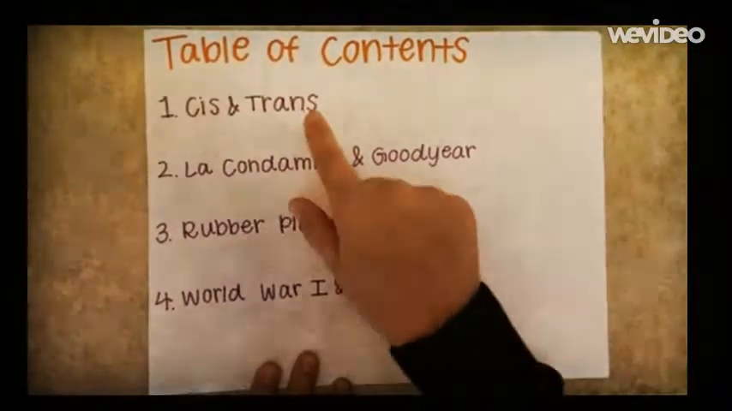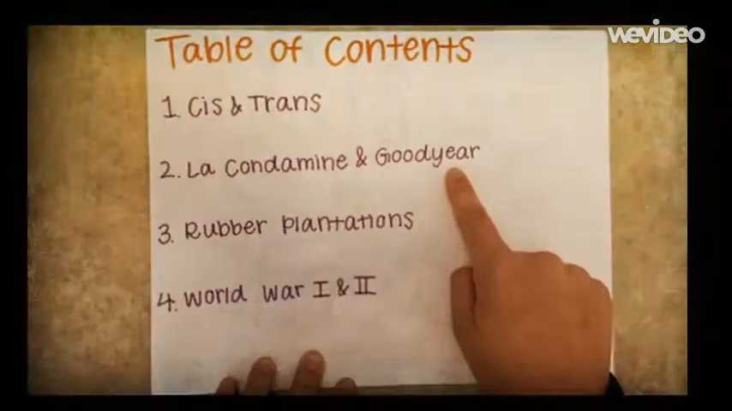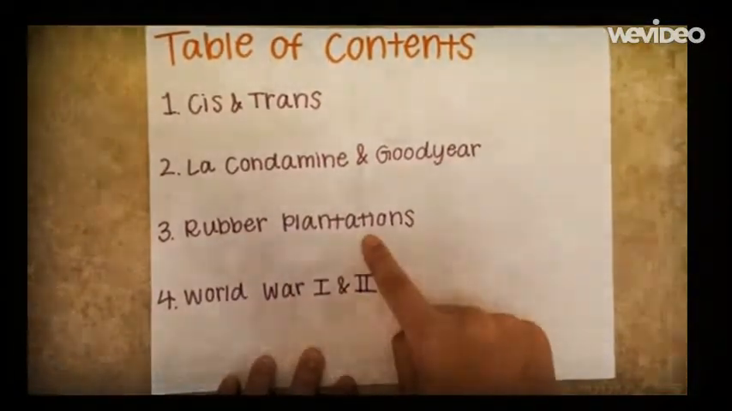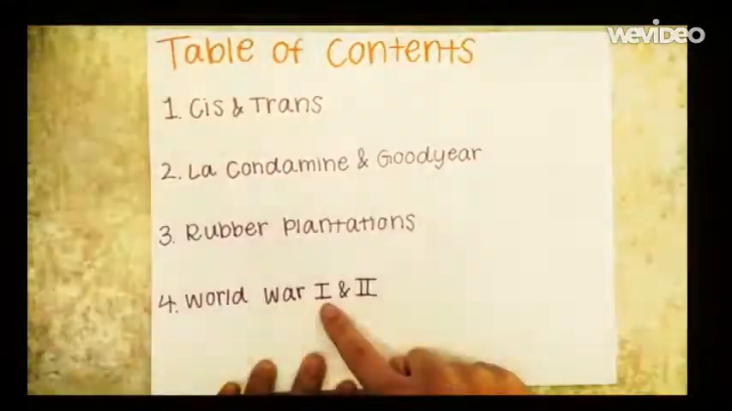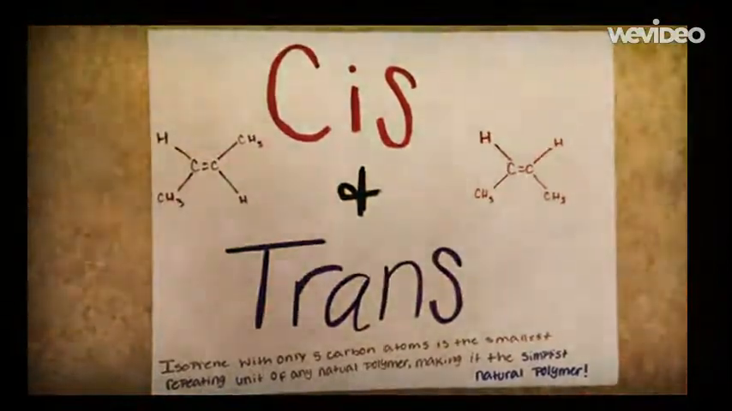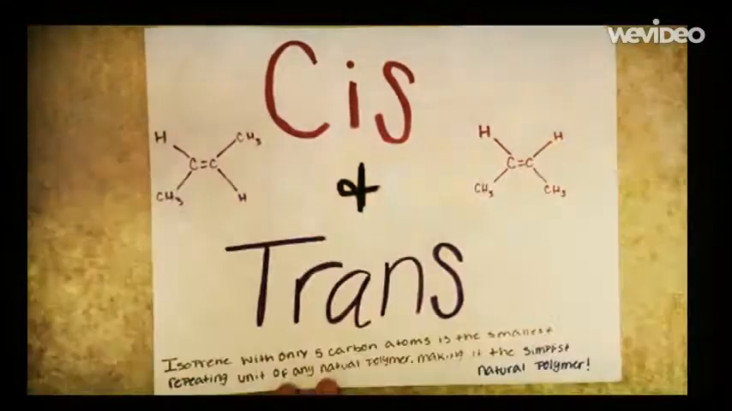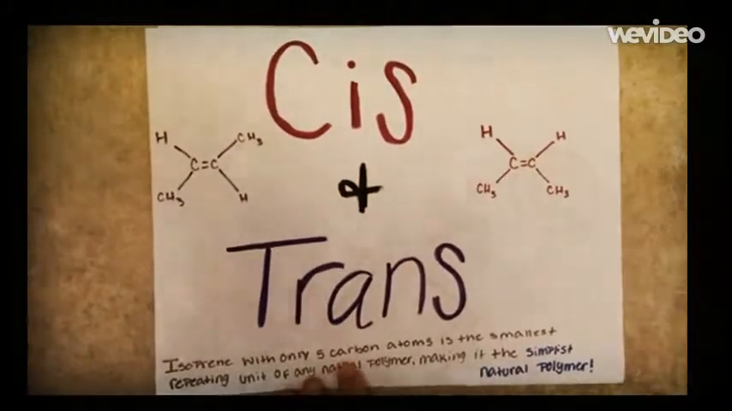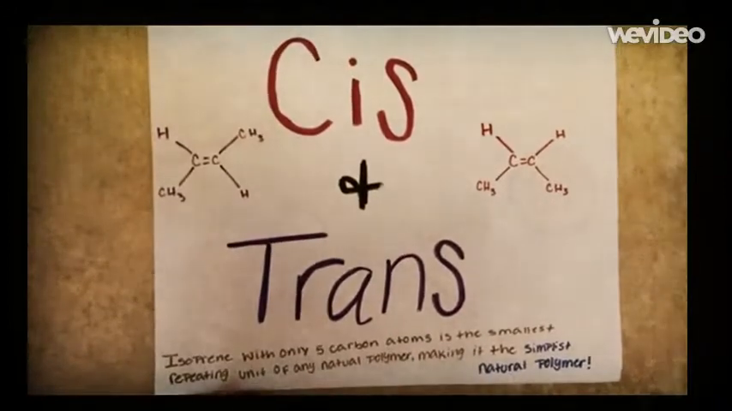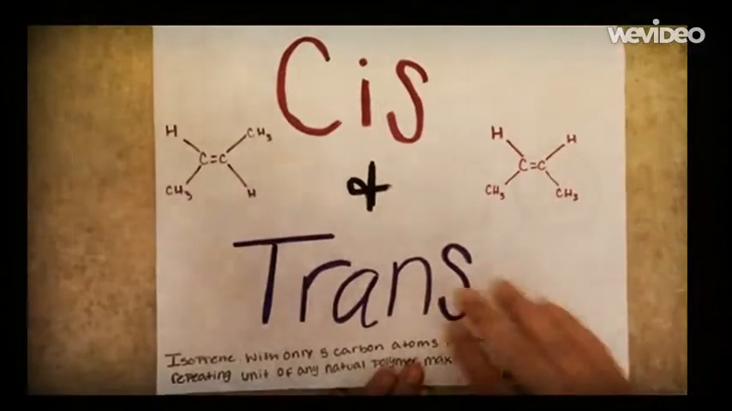Our molecule is isoprene, also known as rubber. So we'll talk about the cis and trans molecules of isoprene, the Charleses, rubber plantations, and World War I and World War II with rubber's involvement. So cis and trans. This is an example of a cis, and this is an example of a trans. The isoprene with only 5 carbon atoms is the smallest repeating unit of any natural polymer, making it the smallest natural polymer.